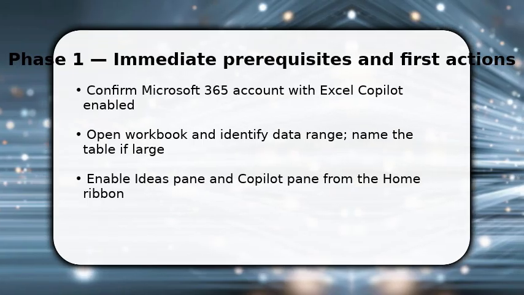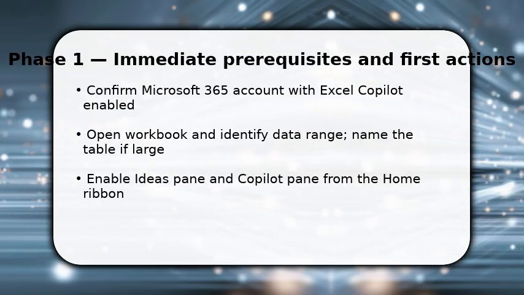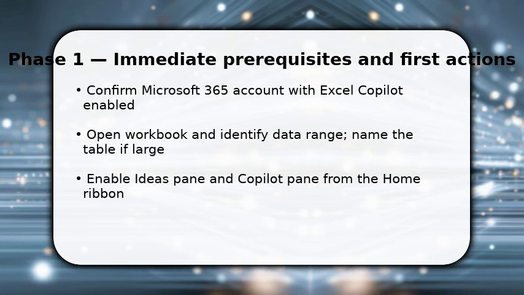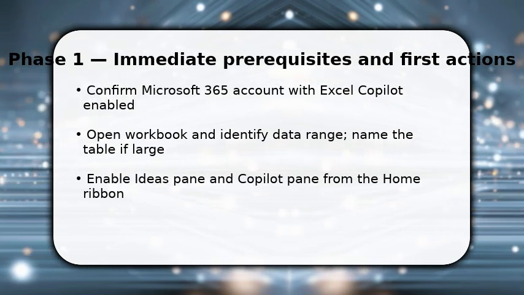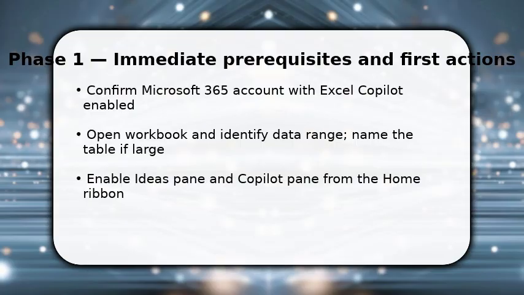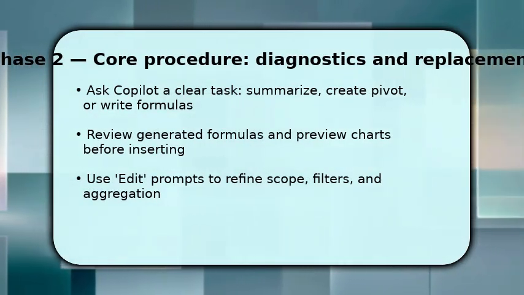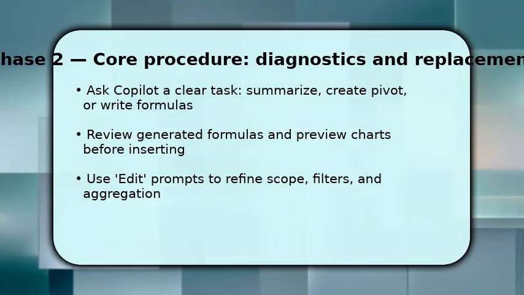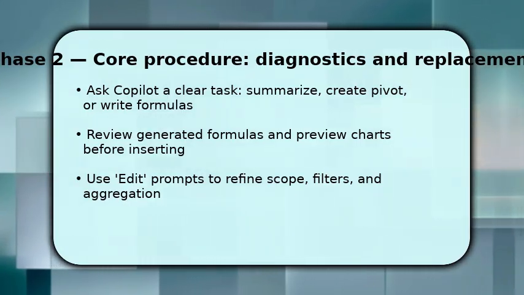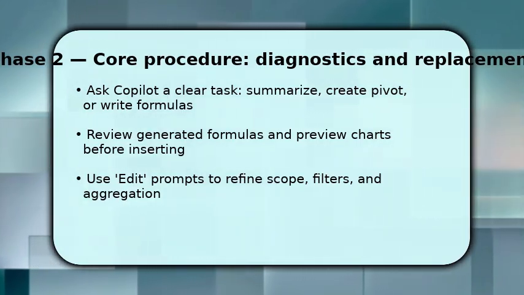Then, enable the Copilot pane from the Home ribbon and the Ideas pane for suggestions. Now you're ready to ask a focused question and get actionable outputs. You now ask Copilot a specific task. For example, summarize sales by region, create a pivot table, or build a dynamic formula, because specificity yields accurate results.